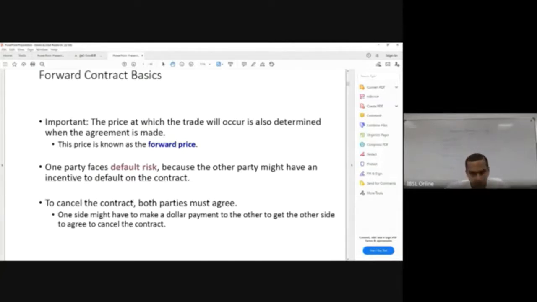Forward contracts. In a forward contract, the price at which the trade will occur is determined when the agreement is made. So forward contracts are binding contracts. You can't reverse them once you enter into it. One party faces default risk because the other party might have an incentive to default on the contract. To cancel the contract, both parties must agree. One side might have to make a dollar payment to the other to get the other side to agree and cancel the contract, right? So it's difficult to reverse a forward contract.